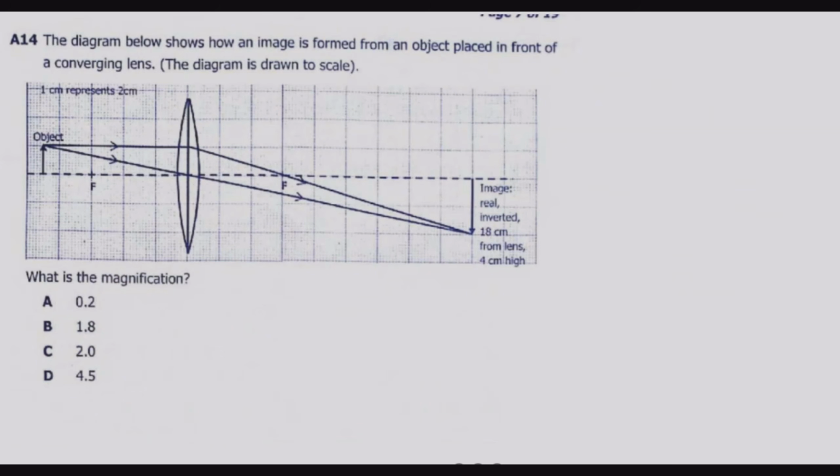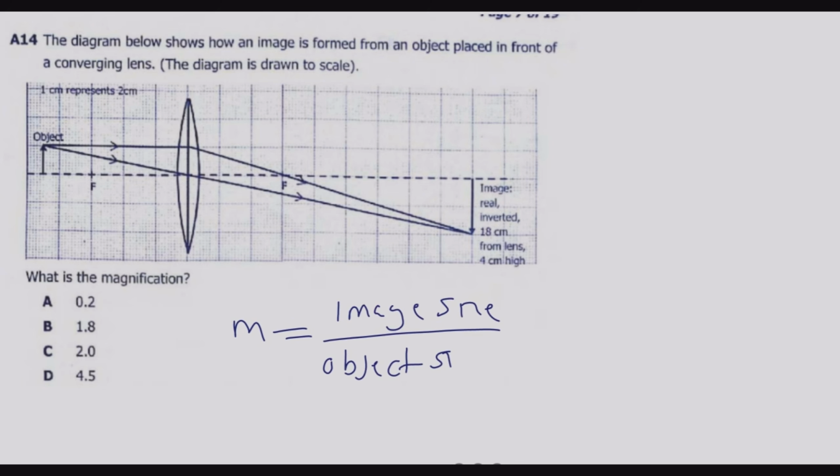We move to question 14. The diagram below shows how an image is formed from an object placed in front of a converging lens. The diagram is drawn to scale. What is the magnification? Magnification, which we shall call M, is basically the image size over the object size.